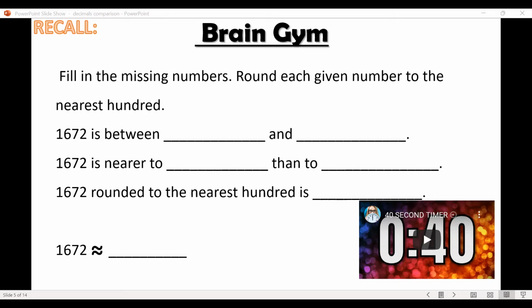7. Fill in the missing numbers. Round each given number to the nearest 100. 1,672 is between 1,700 and 100. Round each given number to the nearest 100.